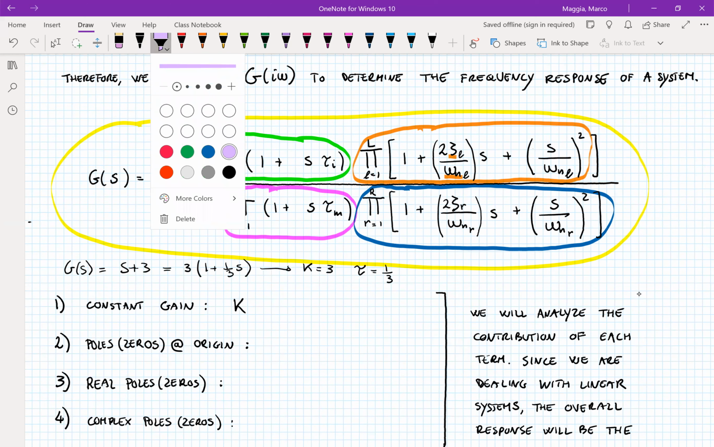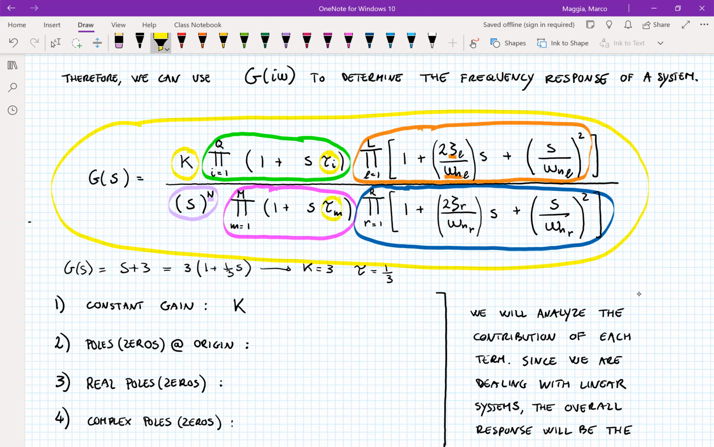So all these taus and omega n, whether they refer to zeros or poles, are called breaking frequencies. Not break in, but breaking frequencies, or cutoff frequencies. I think there's another name for them, but I don't recall it now. They're usually named breaking frequencies or cutoff frequencies.